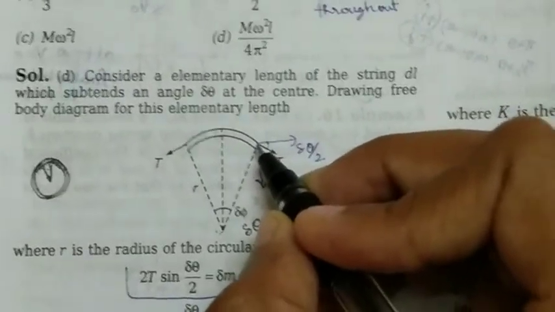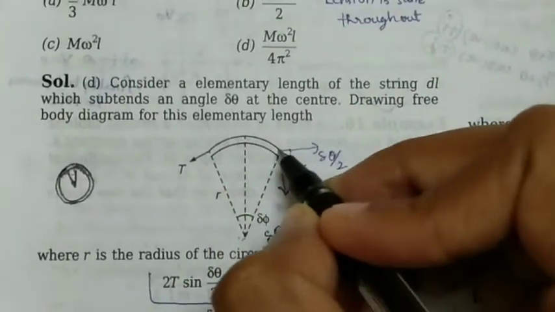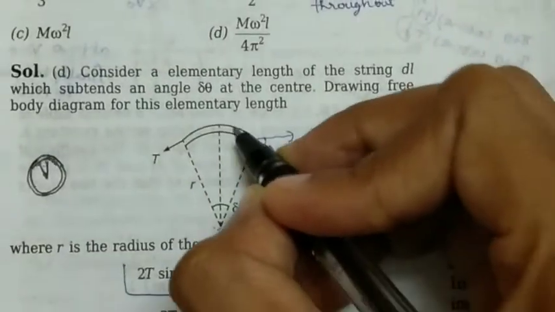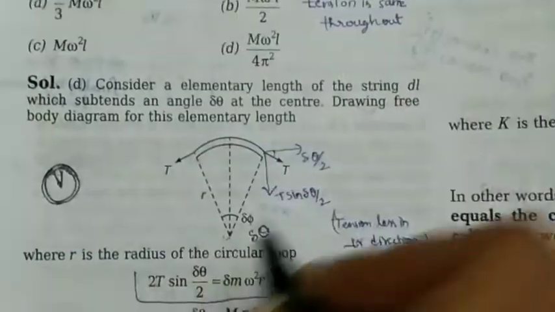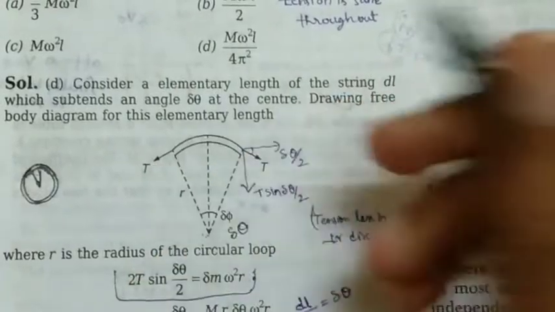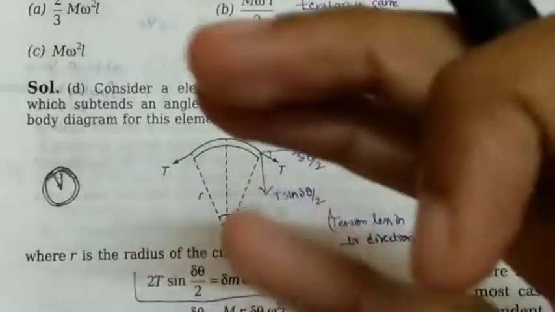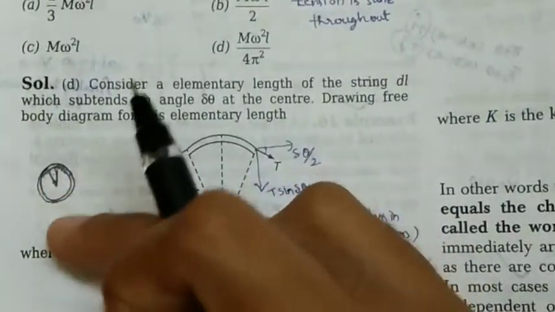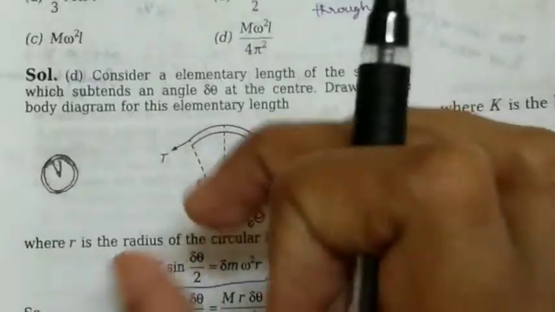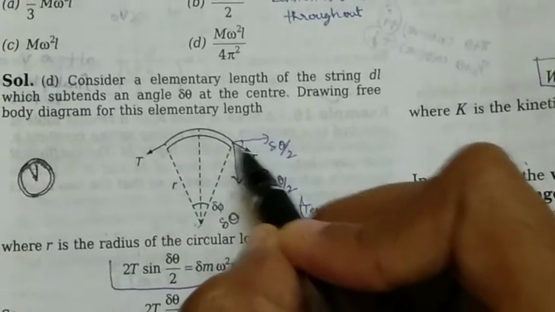So the tension at each point on the string would be acting in the tangential direction. At this point I have drawn the tangent. At this point also the tension will be acting in the tangential direction. Here it is acting in this direction and here it is acting in this direction because the string is held tight, fastened on this loop. It is lying on that loop, tied and fastened, so some tension would be acting.